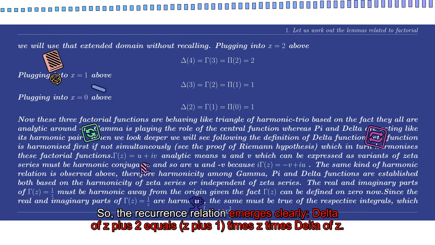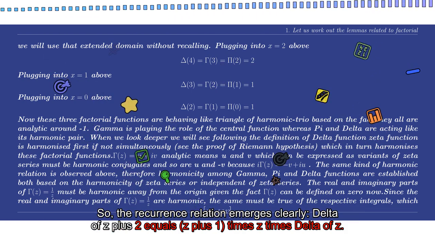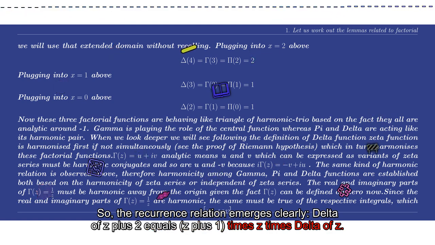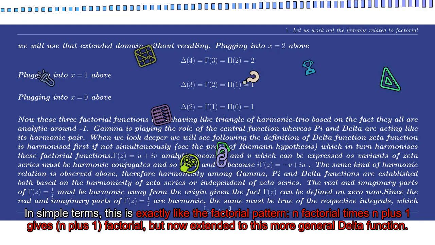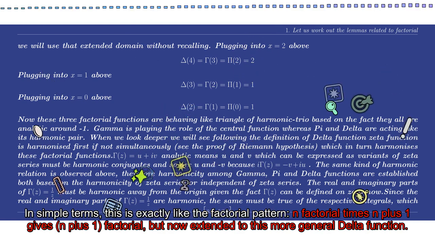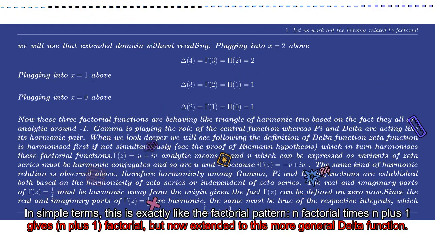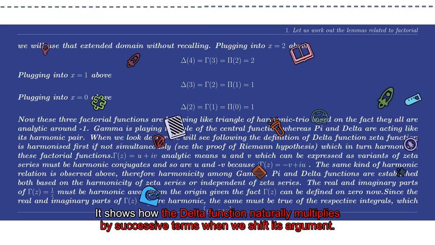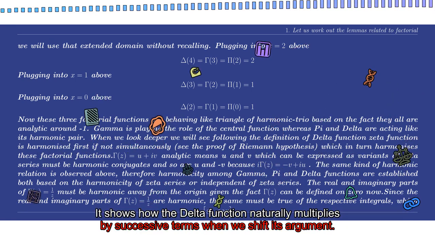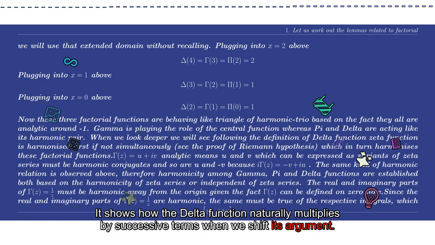So, the recurrence relation emerges clearly when delta of z plus 2 equals z plus 1 times z times delta of z. In simple terms, this is exactly like the factorial pattern. N factorial times n plus 1 gives n plus 1 factorial, but now extended to this more general delta function. It shows how the delta function naturally multiplies by successive terms when we shift its argument.